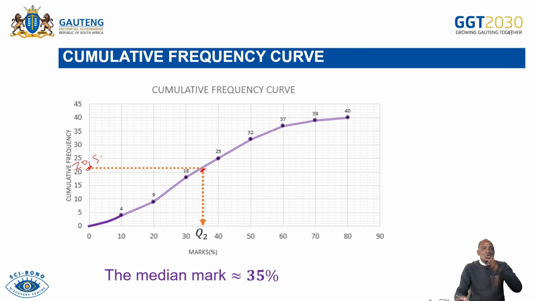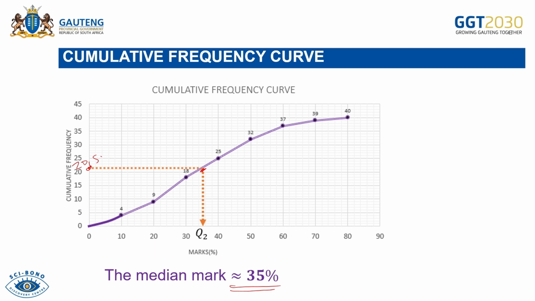That is my Q2. In as far as the box and whisker diagrams are concerned, that is my Q2, the middle value or the median. It's in the middle of our distribution. So that learner who is standing in the middle is learner number 20.5. A cumulative frequency curve allows you to identify that 20.5 position. Then you move across, touch the curve, go down and read the mark. So according to my graph, my mark is approximately 35%. So it means a learner who was standing in the middle of the distribution had approximately 35% in that particular exam.